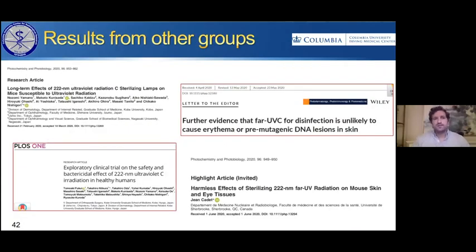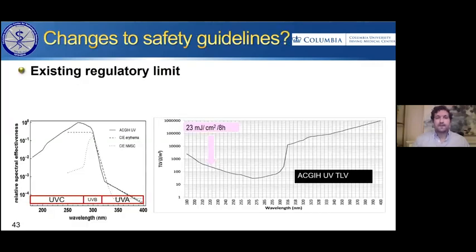Other groups have also joined us in this expedition to explore how far-UVC is going to affect our health. And they've all shown similar results. They've shown that far-UVC is unlikely to cause skin damage, and it's not causing significant eye damage either. So does that mean that changes to the safety guidelines are in order? Does that mean that higher doses might actually be safe? That's something that still needs to be explored. These limits have been established for a few decades now, and lots of evidence is required to change them. But there's still a lot of room to work within these regulatory limits.